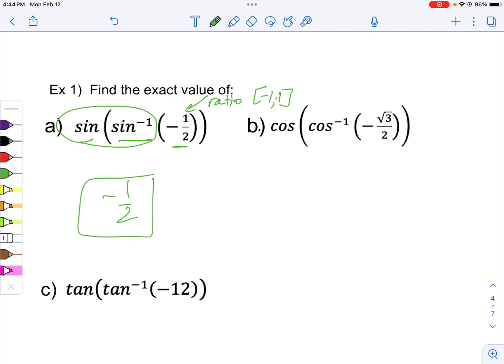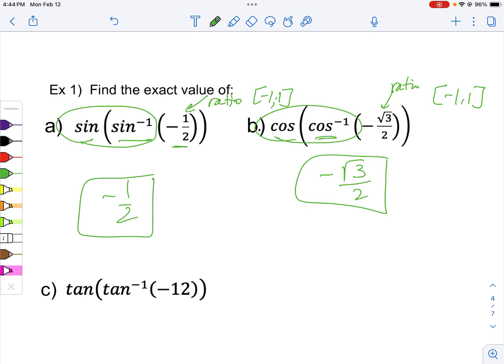All right, cosine inverse. Again, if it's cosine inverse, that means the following has to be a ratio. And we know for cosine, it has to be -1 to 1. Okay, so √3/2, square root of 3 is 1.7. 1.7 cut in half is 0.8-ish, 0.85. So I know that that's between -1 and 1. So again, because it's between -1 and 1, those undo each other. And our answer is just -√3/2.